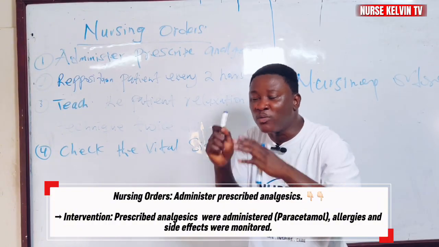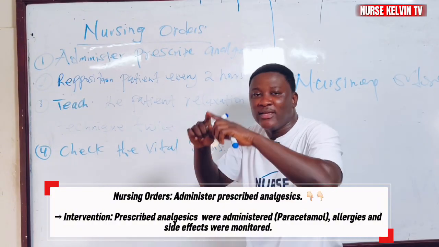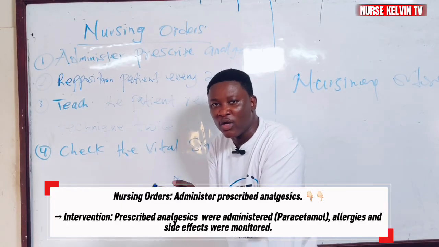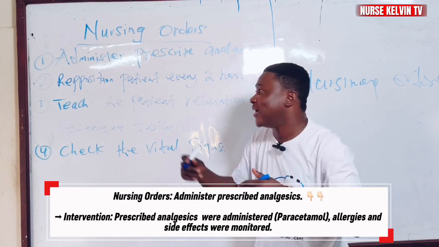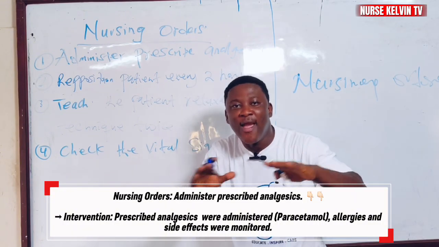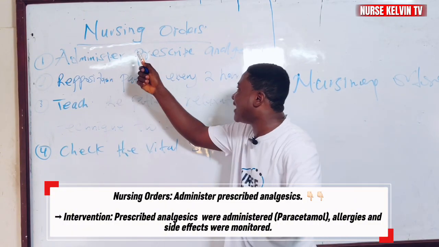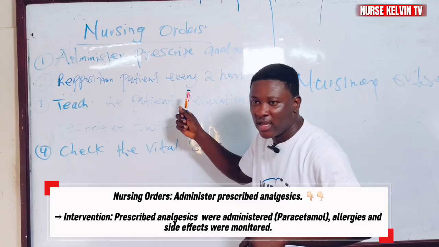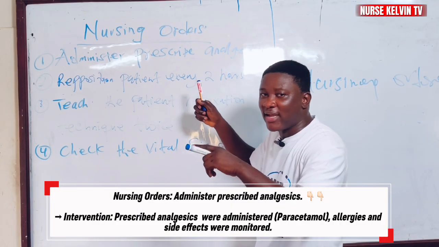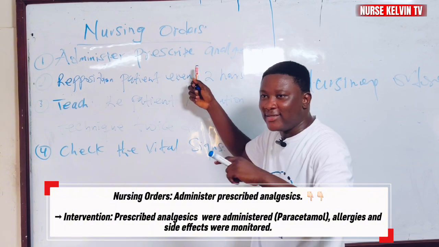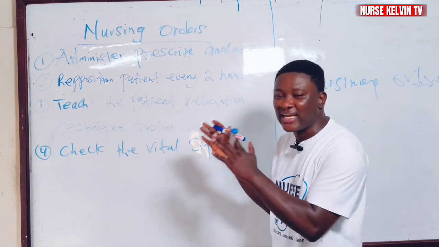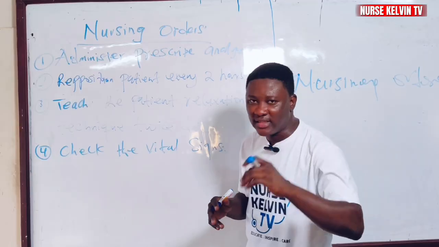Another example: prescribed analgesic, paracetamol in brackets, and you monitor the allergies and any side effects of the medication. So: prescribed analgesics were administered (paracetamol), then side effects and allergies were monitored. That is the nursing intervention.